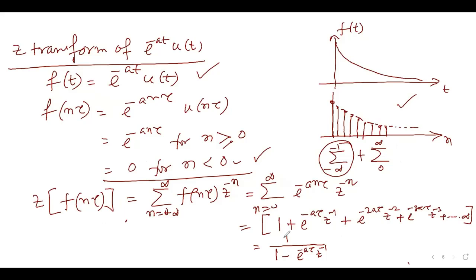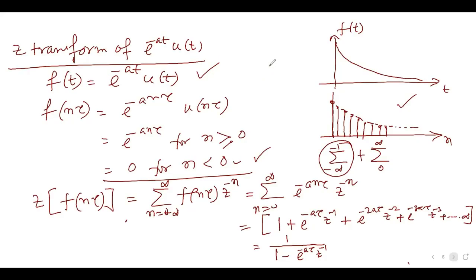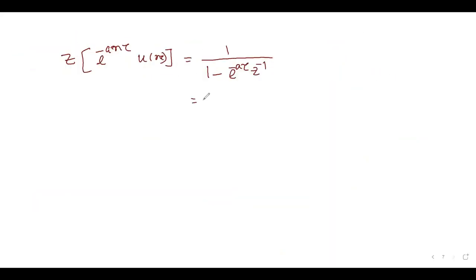This is the easiest of all modules. That means the Z transform of e to the power minus a n tau u(n tau) is equal to 1 by 1 minus e to the power minus a tau z to the power minus 1. Okay, this is the sum. Now if you write sampling time equal to 1, the summation will be 1 by 1 minus e to the power minus a z to the power minus 1.